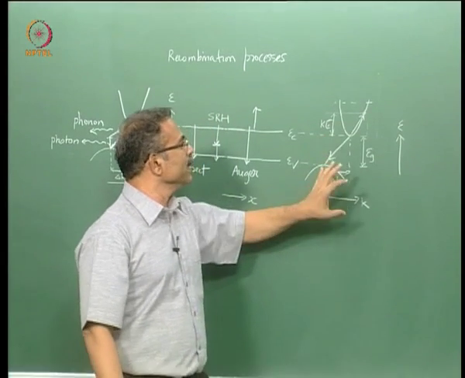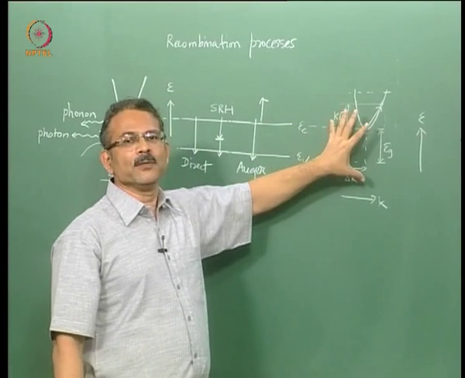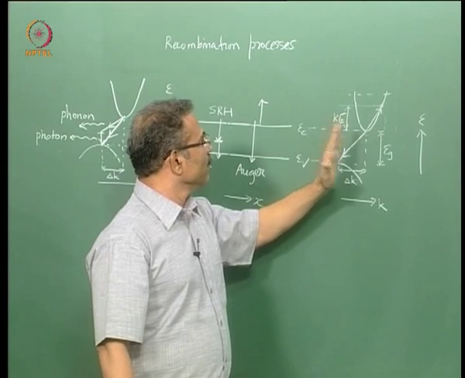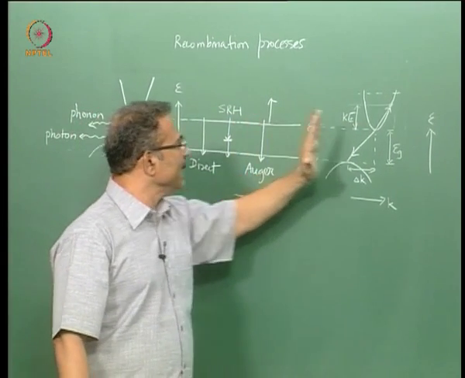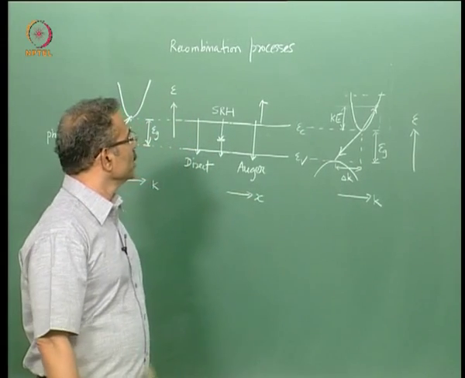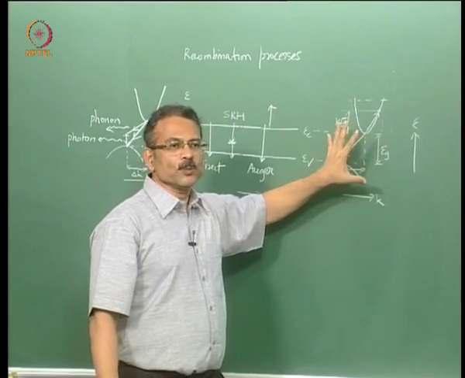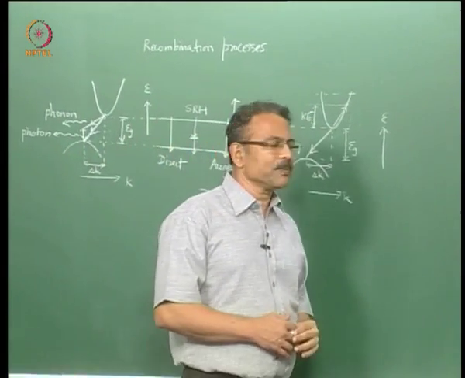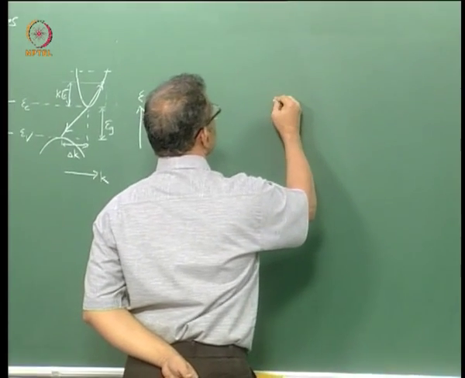So this is how you can decide what kind of particles will be involved in recombination from drawing the recombination process in both Ex and Ek diagrams. So the Ex diagram will only give you energy changes, whereas the Ek diagram will give you both momentum and energy changes. Now let us show the drift process on Ex and Ek diagrams.